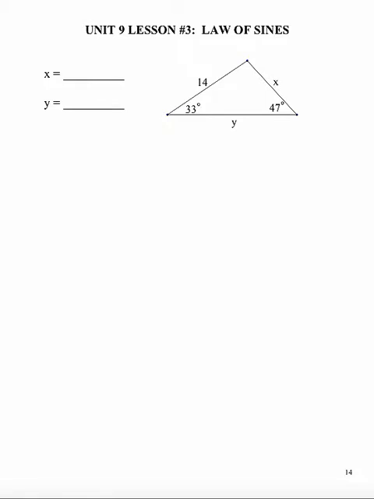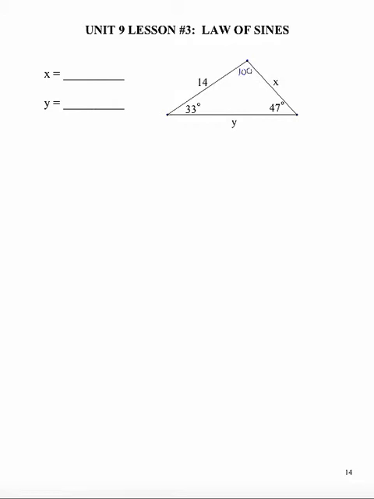Unit 9, Lesson 3, we're going to start by asking you to solve this problem. Now, a couple key things to note. This triangle that we have is not a right triangle. In fact, if you figure out what that missing angle is, 33 plus 47 is 80 degrees, leaving you exactly 100 degrees for that top angle.